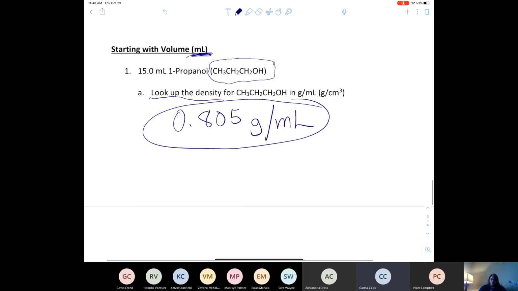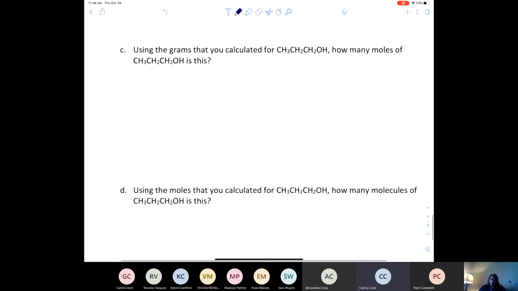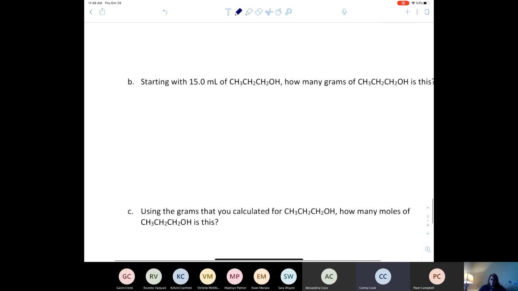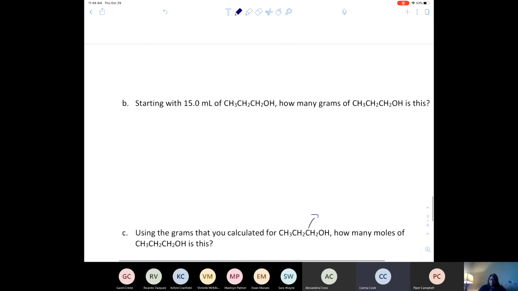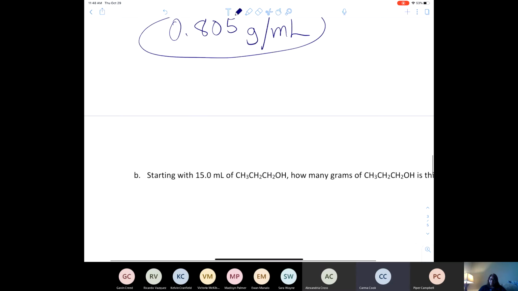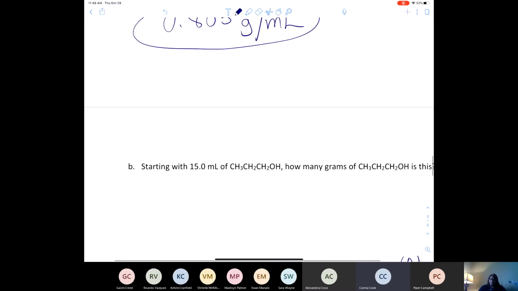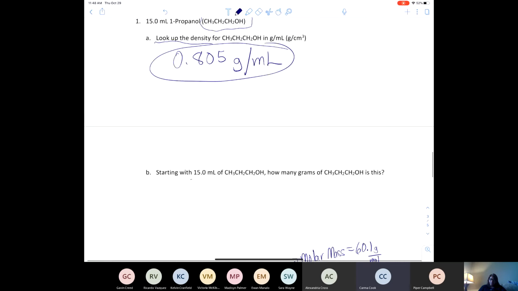So we've got our density, and we know the molar mass. Now that we've got the density, we can convert the 15 milliliters to grams, because density is mass divided by the volume. Therefore, mass in grams is equal to the density times the volume.